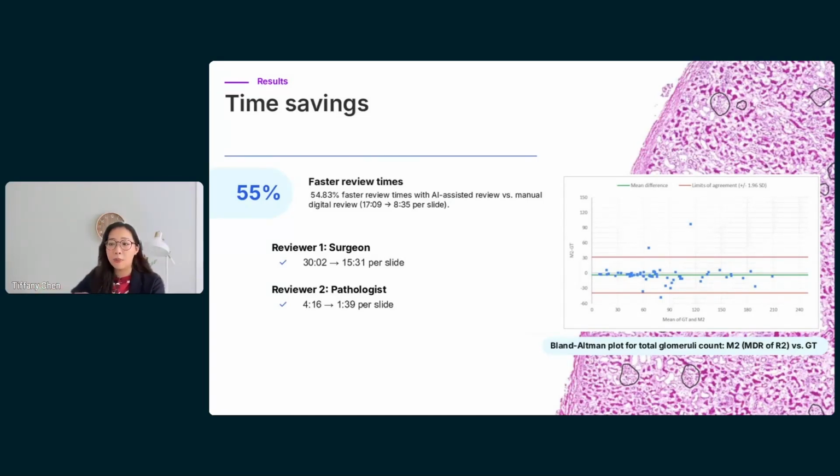And these gains are particularly meaningful in the real life setting because these decisions are really time sensitive, as organ viability is very important when you're trying to transplant these kidneys. And again, these are also often happening outside of work hours. So any time savings is critical for pathologists and for surgeons as well.